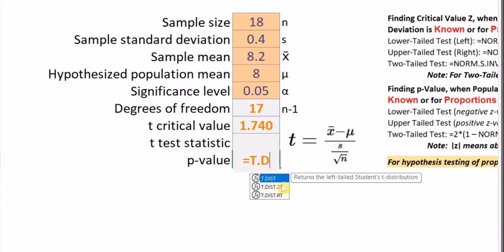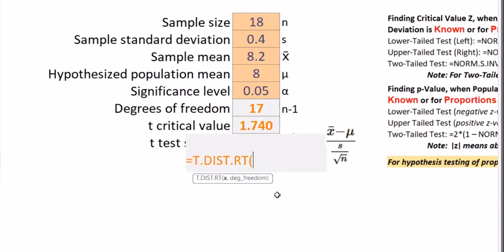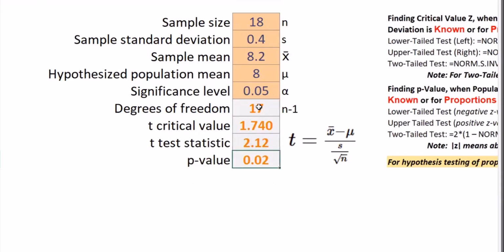This is going to be your two-tail test, and this is going to be your upper right tail. So we'll just select that function, and then we're going to plug in our t-test statistic, and then we're going to plug in our degrees of freedom. Remember I mentioned the little pop-ups here. It says degrees of freedom. In the prior one, it was sample size. So just watch out for the inputs on these functions. We do 17, and we get a p-value of 0.0245, rounded to 2 is 0.02.